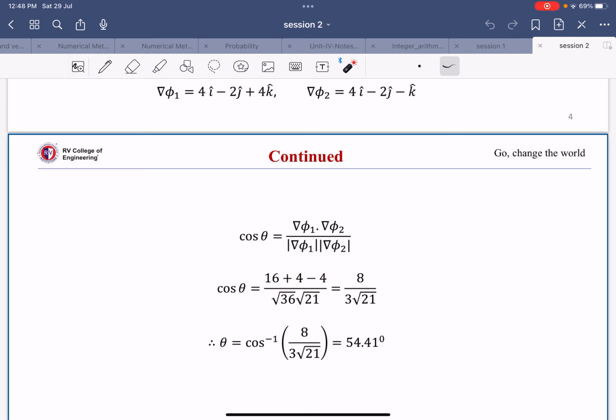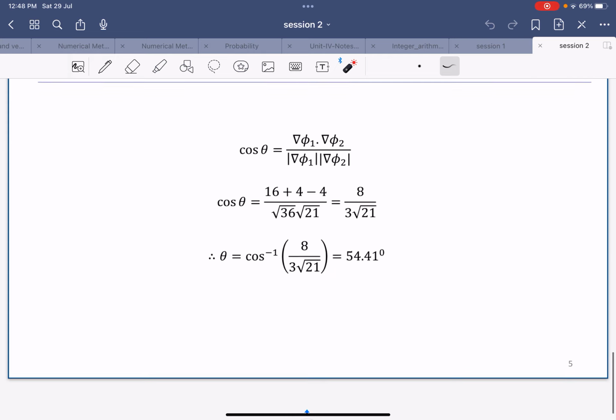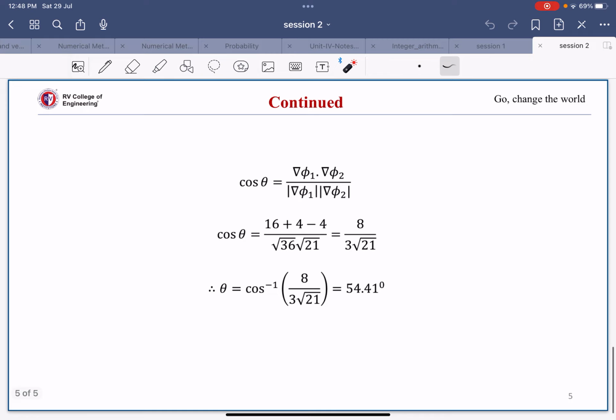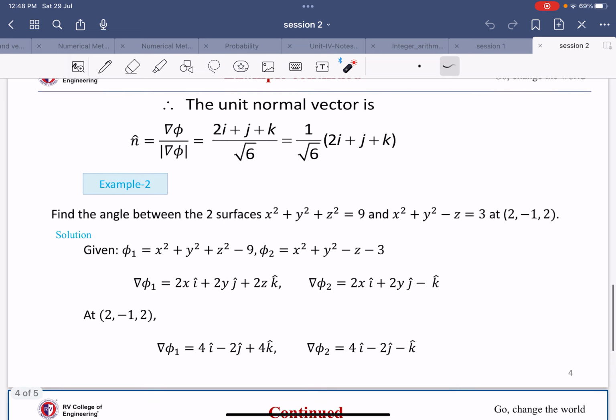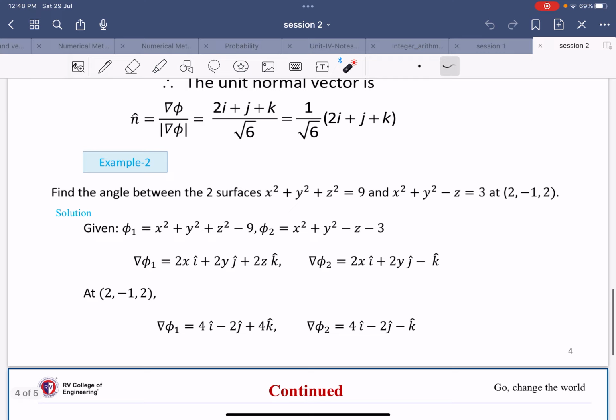When we simplify 16 by root 36 into root 21, we know root 36 is 6, so this will be 8 by 3 root 21. Cos theta will be 8 by 3 root 21. Theta will be cos inverse of 8 by 3 root 21, which will be 54.41 degrees. This is how we find the angle between the two surfaces, or the angle between the normals to the surfaces. Thank you.